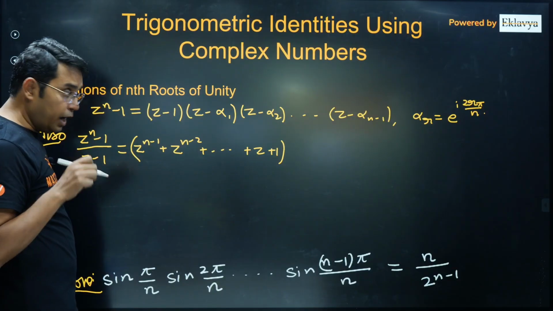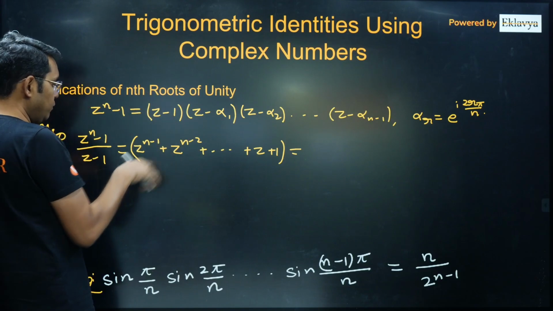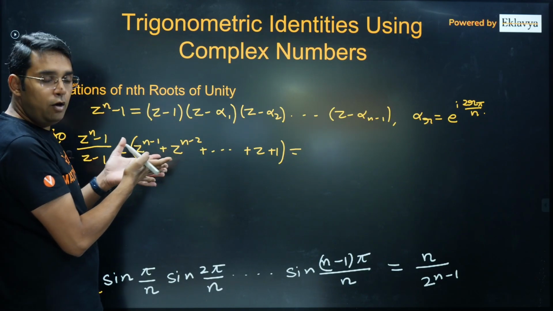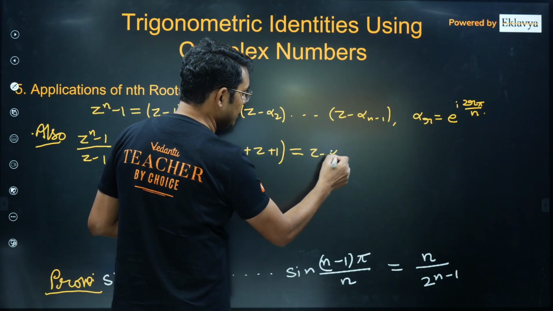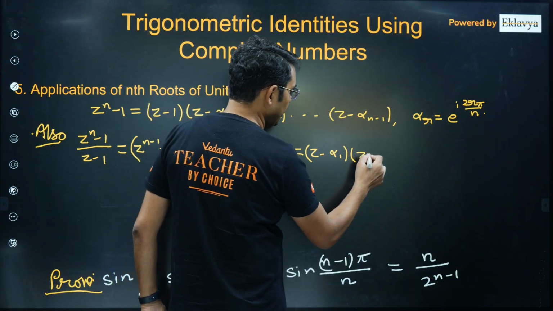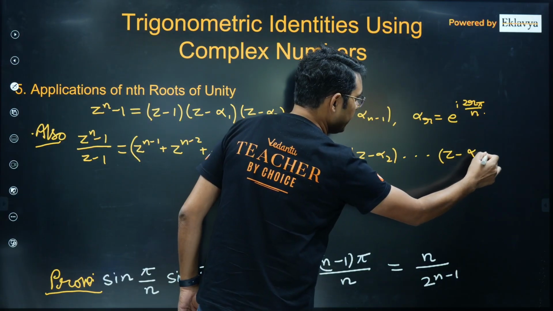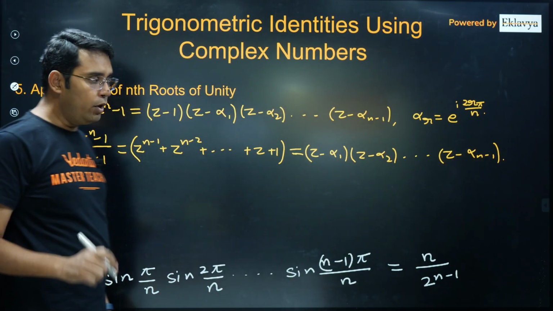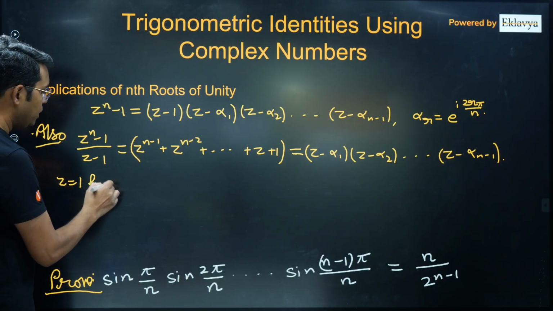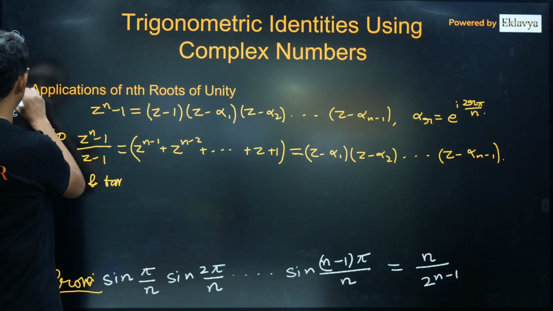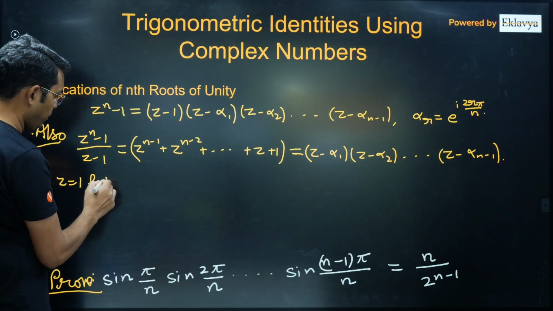And this will actually be having the remaining factors, like z minus 1 was divided, so this polynomial of degree n minus 1 will be having the roots like z minus alpha 1, z minus alpha 2, and so on, z minus alpha n minus 1. Now what are we going to do? I am just going to put z is equal to 1 and take mod on both sides.